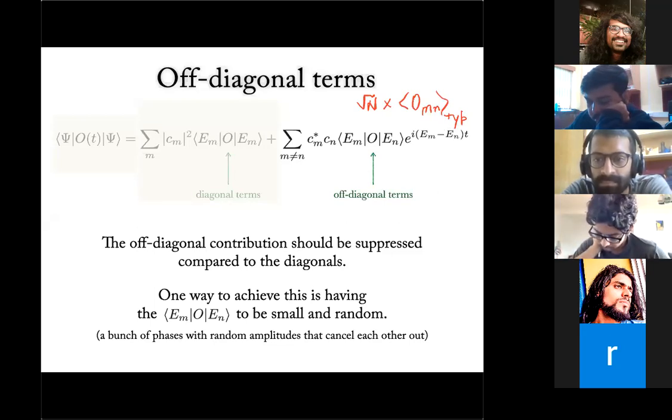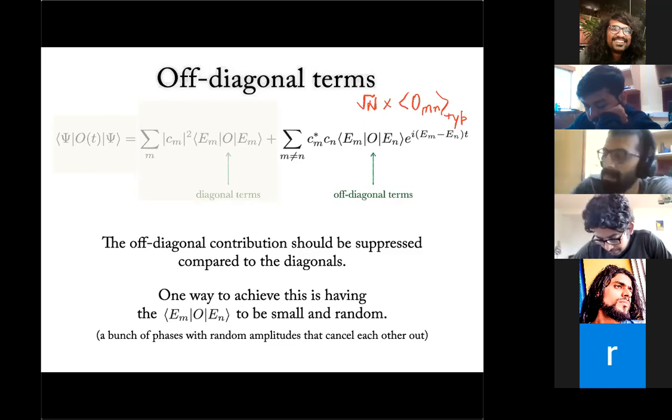So I thought your OMN typical has a size e to the minus S by 2. So I would take that to be the amplitude, like I would take that to be x. And then your n is just the number of off-diagonal terms, so that depends on the dimension of the system, right? And then if I multiplied these two, I would get an estimate for what this off-diagonal contribution is. Yes. Okay.